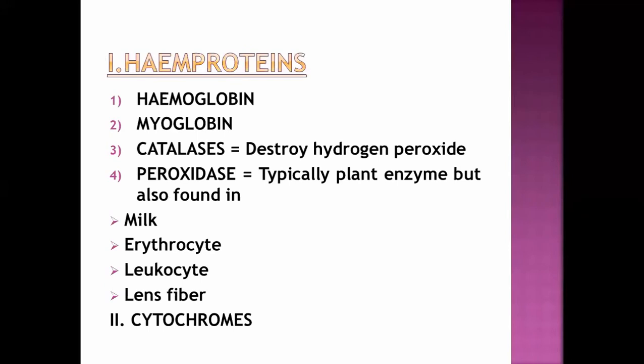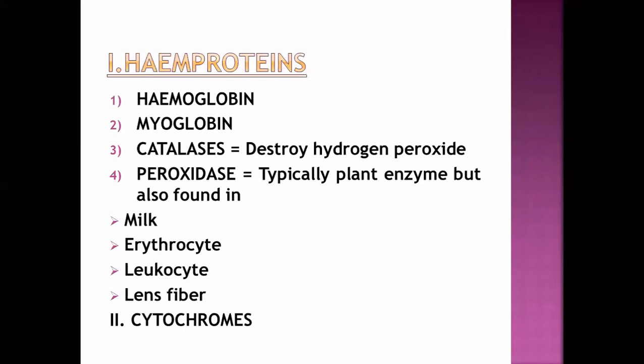Heme protein: four important heme proteins are hemoglobin, myoglobin, catalase, and peroxidases. These are the four important heme proteins derived from the iron distributed. From a functional point of view, what is the function of catalase? It destroys hydrogen peroxide.